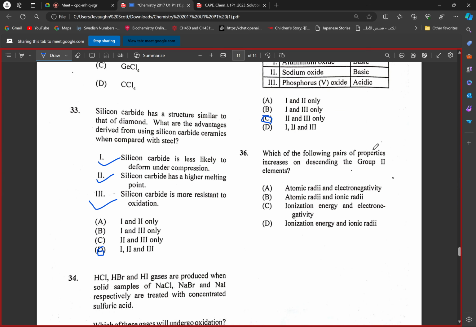36. Which of the following pairs of properties increases on descending group 2? So what happens when we descend the group? What increases when we descend the group? B. Lovely. B. Right.